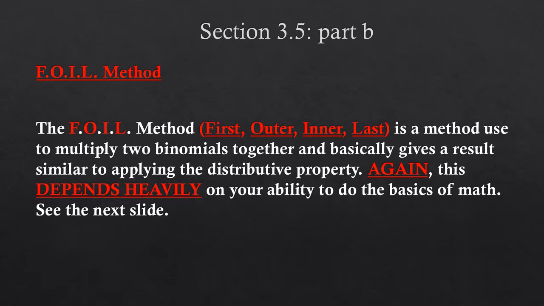The FOIL method. The FOIL method, first, outer, inner, last, which is the abbreviation for FOIL, is a method used to multiply two binomials together and basically gives a result similar to applying the distributive property. Again, this depends heavily on your ability to do the basics of math. See the next slide.